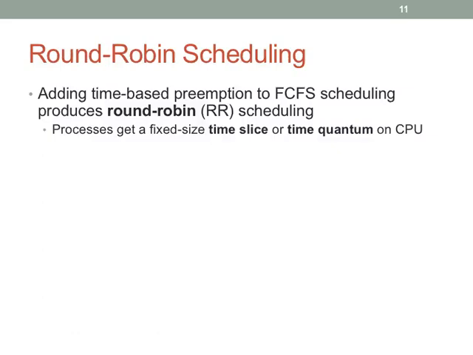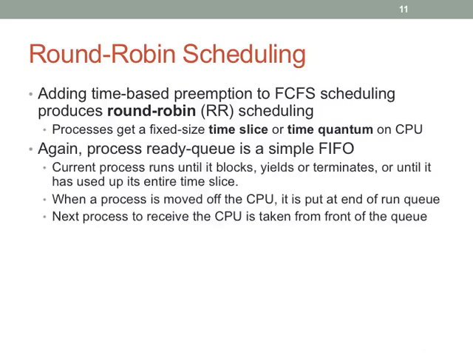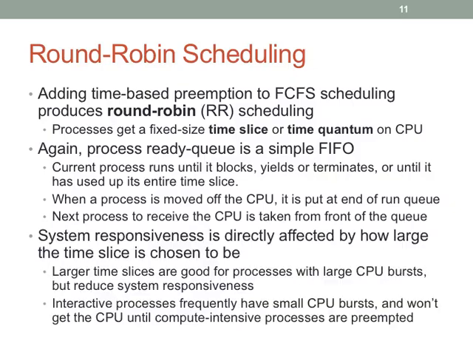Okay? So you get a fixed-size time slice, so now you either yield, block, terminate, or you're preempted, so that'll kick you off the CPU, and then somebody else gets to run. Okay, so we still have a FIFO, you still go on the back, either when you're new or when you leave the CPU, and then when you make it back to the front again, then you get to run some more. Okay. So pretty straightforward.